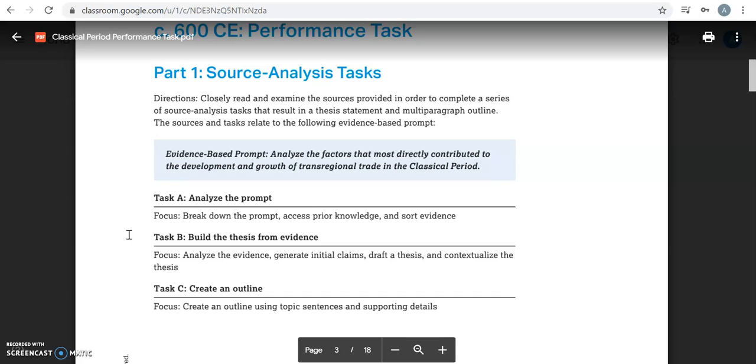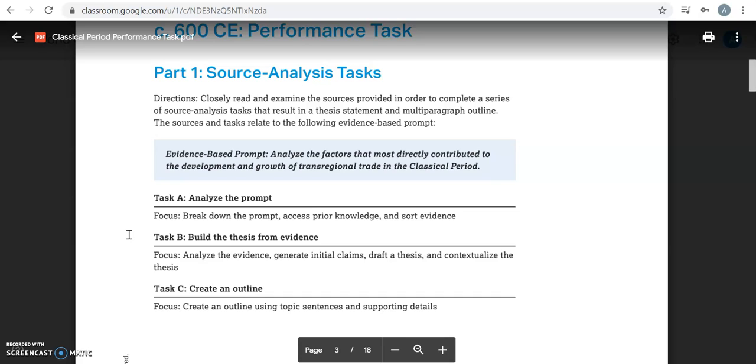Going back to task A, you want to break apart the prompt. If you haven't yet, try to make some notes about the prompt. It's asking us to look at the factors that most directly contributed. There are probably a lot of different factors that contributed to the development and growth of trade in the classical period, but which ones were the most critical or important? Looking at the sources that caused the growth and development of trans-regional trade in the classical period. Okay, that's a pretty good breaking down of the prompt we just did.